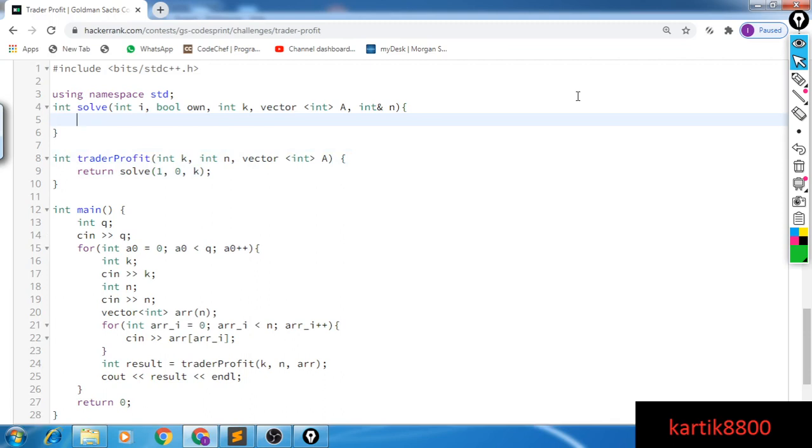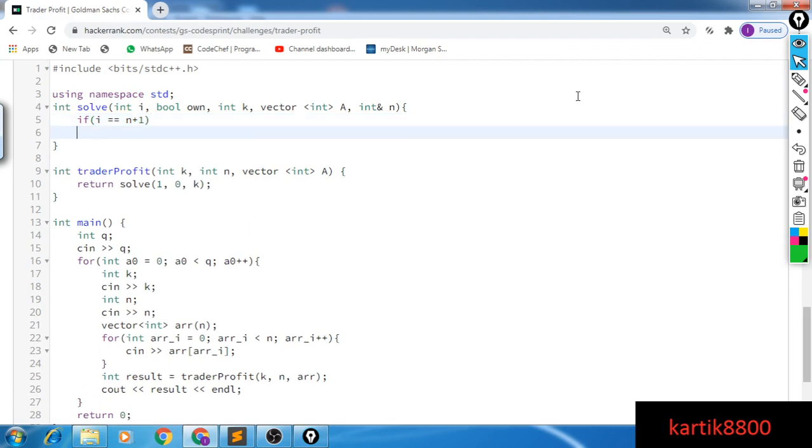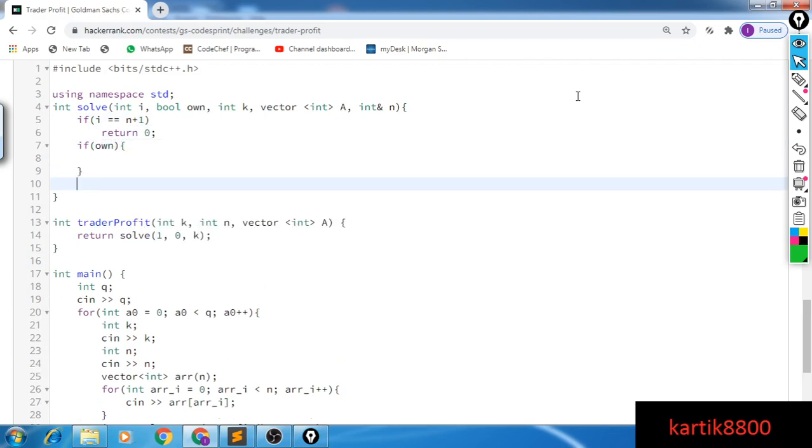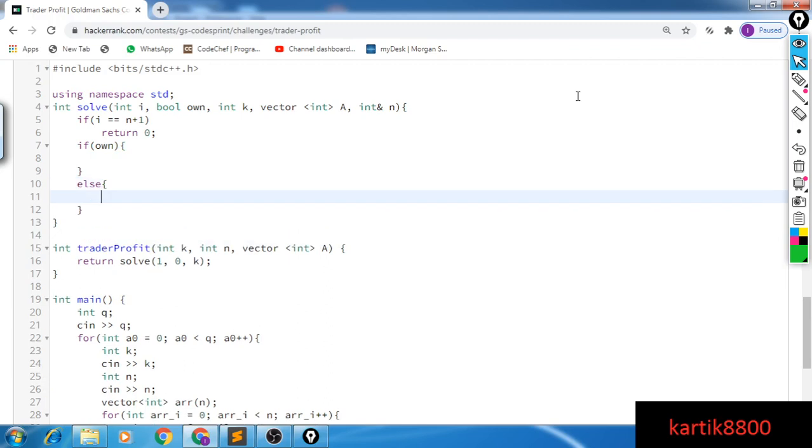So I'm at day number I, and let's also discuss a base case. If the days are over, so I've reached n+1, so I've accessed all the days, there is nothing I could do to earn any more profit, so return 0. Now consider two possibilities. Either I own a stock or I do not. So I have two possibilities.